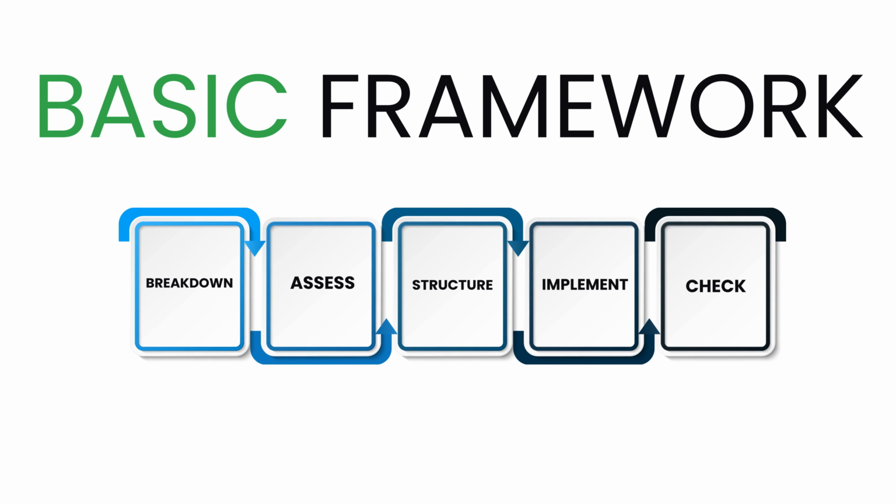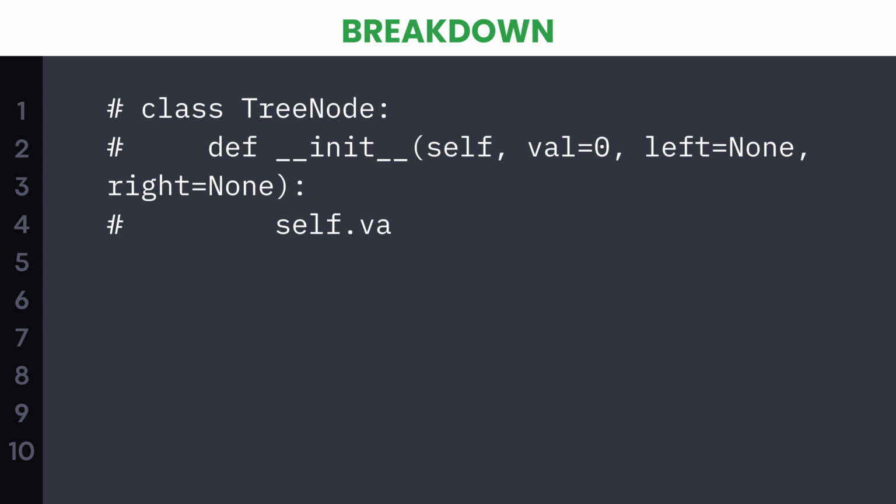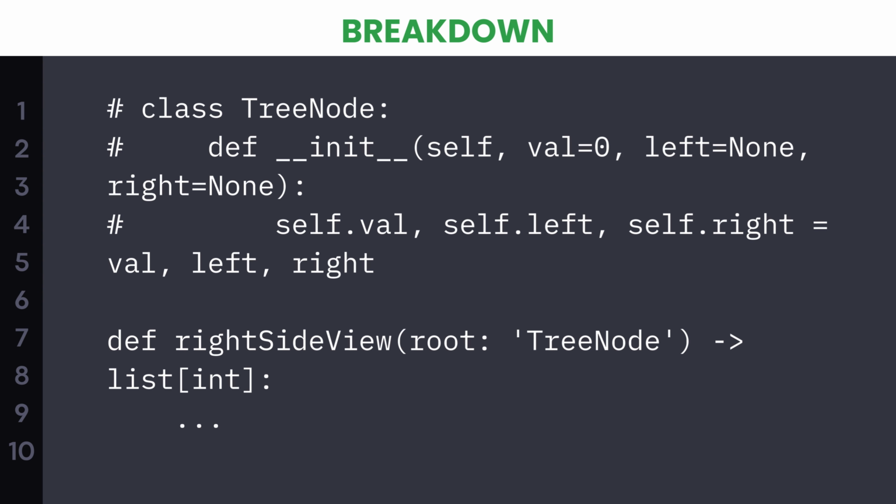Let's crush it with basics. We're given a binary tree. From the right side, at each depth we only see the rightmost node. Return a list of those node values from top to bottom.